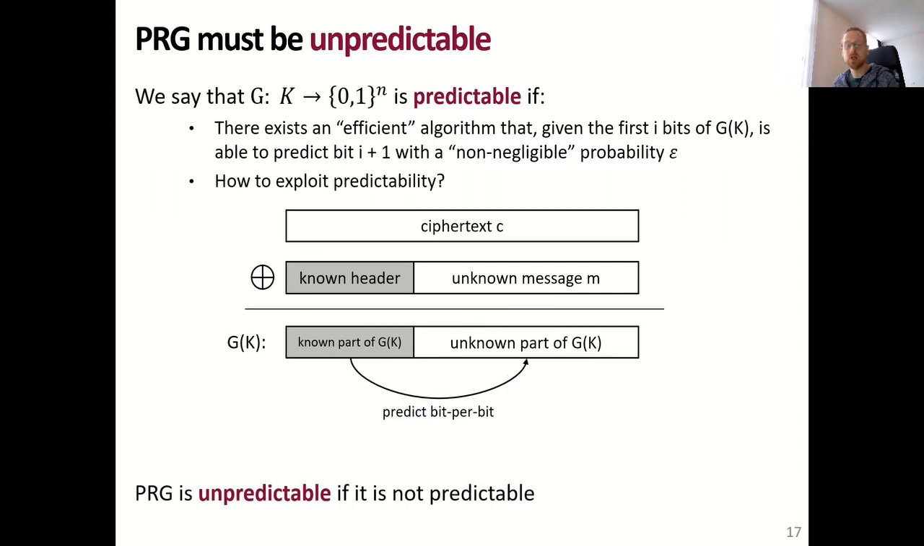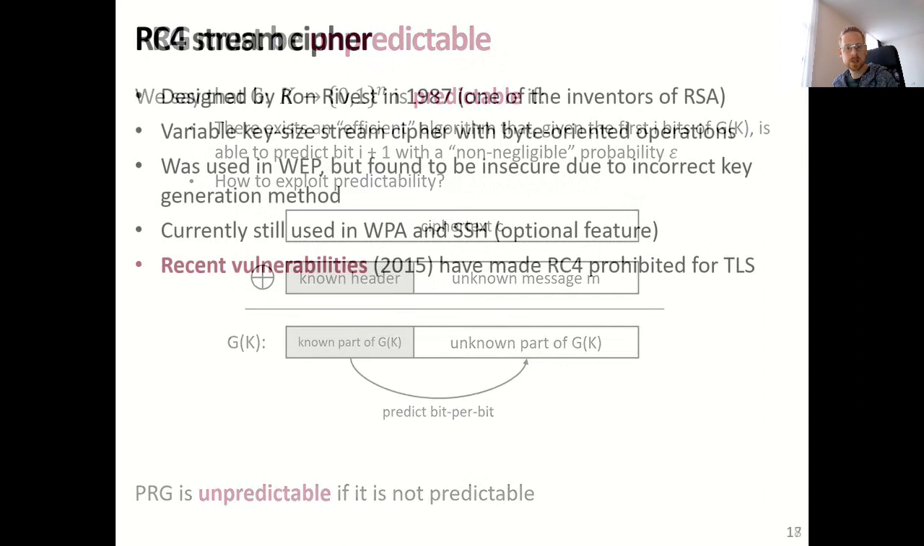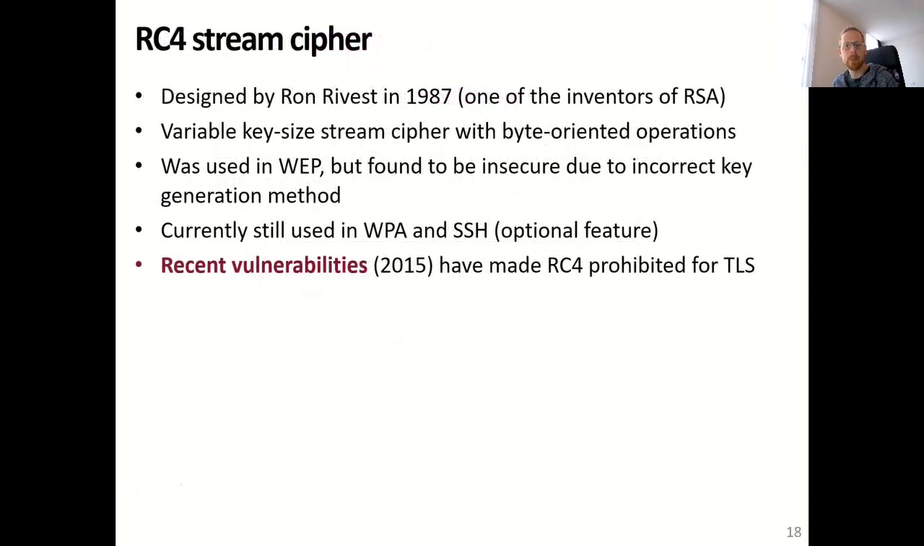And a PRG is unpredictable, obviously, if it is not predictable. So based on this definition of predictability, we can also define unpredictability. And let's take a look at a few existing practically used stream ciphers.